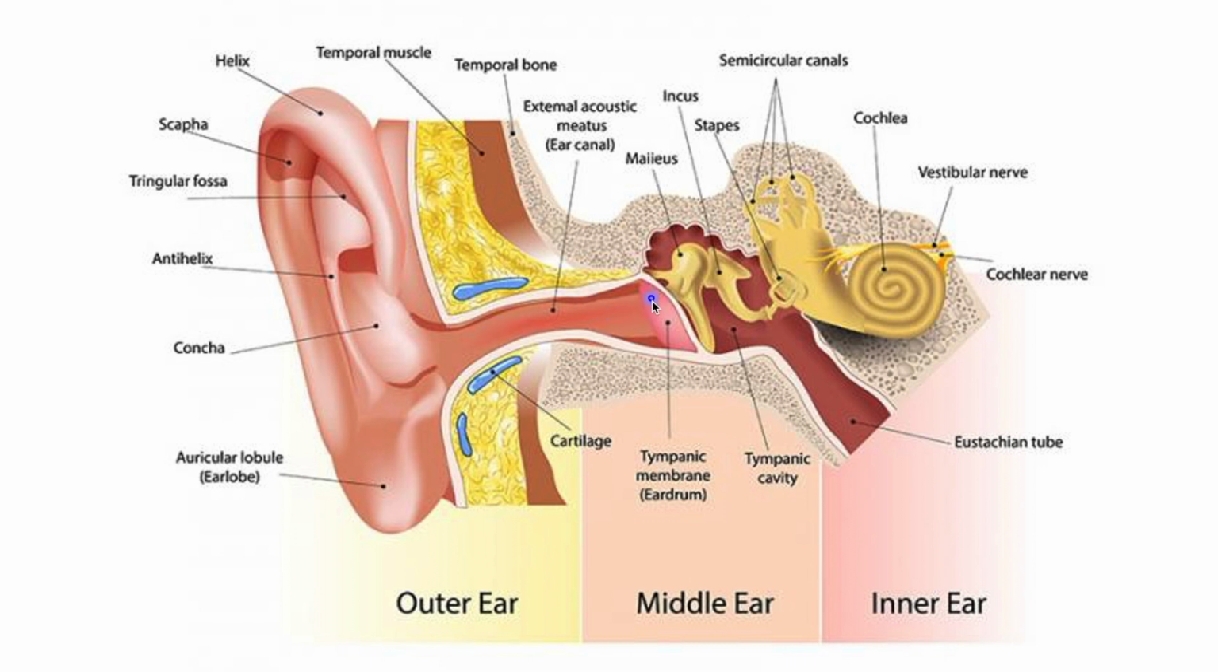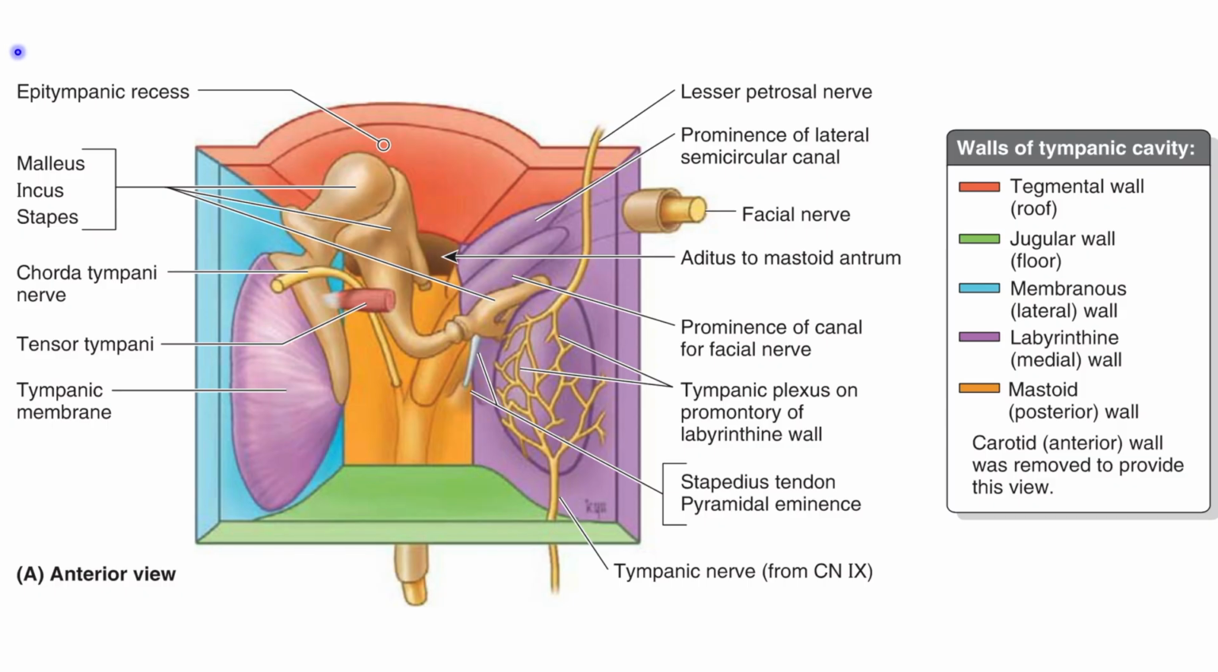At the end of this canal lies the tympanic membrane, or eardrum, the border between the external and middle ear. The middle ear is bordered superiorly by the tegmental wall, seen here in red, laterally by the membranous wall, seen here in blue, and medially by the labyrinthine wall, seen here in purple. Anteriorly, the middle ear is bordered by the carotid wall, not visible here. It separates the tympanic cavity from the carotid canal, which contains the internal carotid artery.